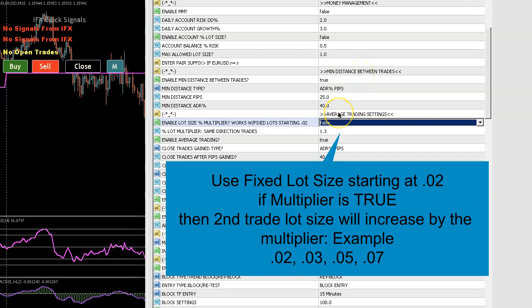So if we enter multiple trades going in the same direction, right? The first trade is going to be 0.02. And if we set it to 1.3, then the second trade is going to open at 0.03. And then the third trade is going to open at 0.05, and the next one will open at 0.07. So it's going to open by multiplying, right? This is the lot multiplier by which you actually set it.